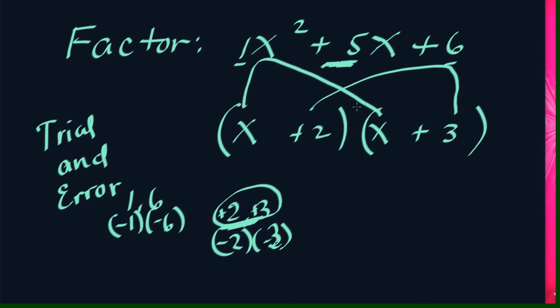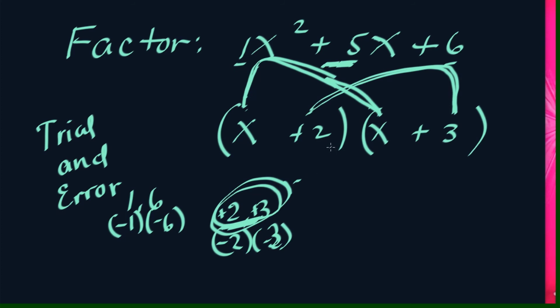Okay, so we, again, look at the first term. We got this x squared. Factors are x and x. And then you go to the last term, the 6, constant. That's 2 and 3. Always pick the one that's closer to each other.